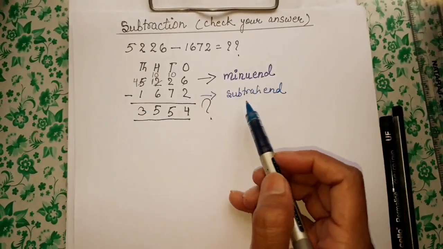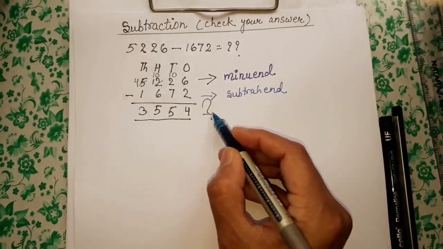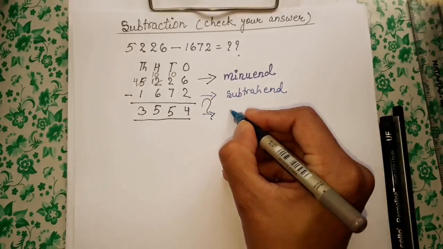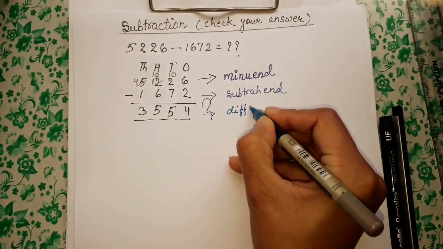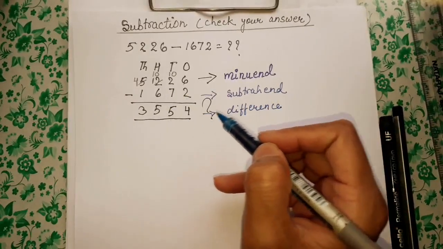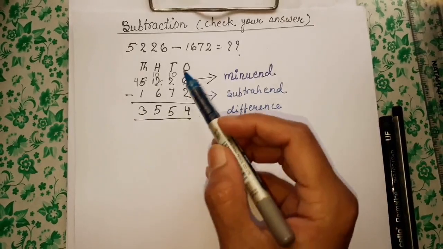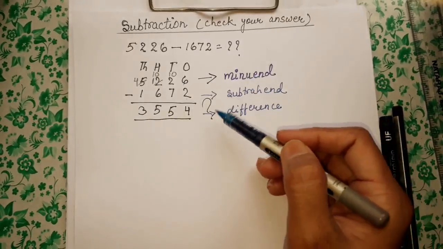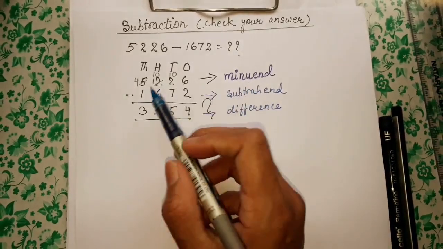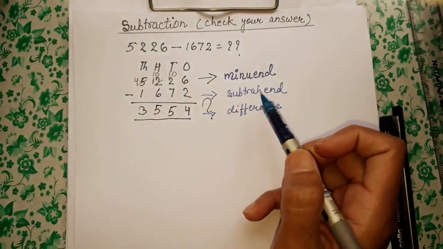Now here we get our 2 terms, minuend, subtrahend, and the last one is the result of a subtraction, called a difference. Subtract करके जो हमें result मिलता है, उसे हम क्या कहते हैं? Difference कहते हैं. That means we have 3 terms related to our topic subtraction. First one is minuend, second one is subtrahend, and the third one is difference.